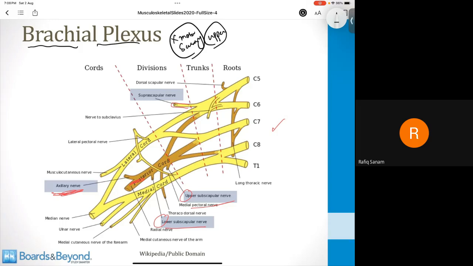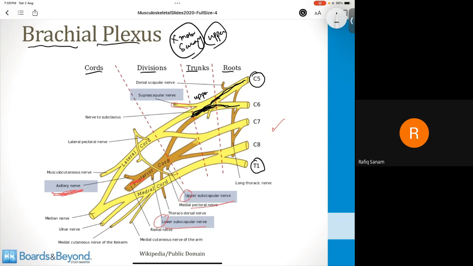So let's discuss the brachial plexus in a little bit of detail, right? They basically arise from C5 to T1, right? The first, C5 and C6, will basically join together to form an upper trunk, right? So we have roots, we have trunks, we have divisions, we have cords, right? So C5 and C6 will combine to form the upper trunk.